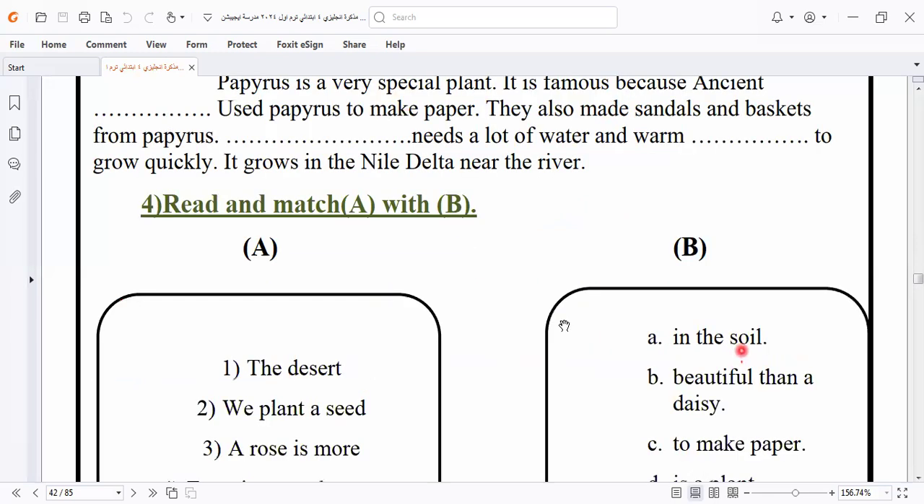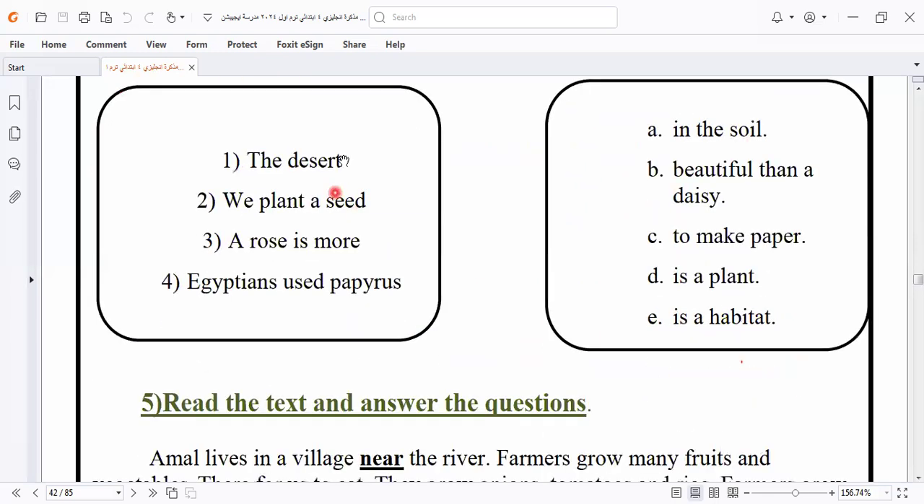Let's answer the question. The next question. The desert is a habitat. So I select this one by this one. We plant a seed, or plant a seed what? In the soil. A rose is more what? More beautiful than this one by this one. Egyptians use papyrus what to make paper? Make paper. I select this one by this.